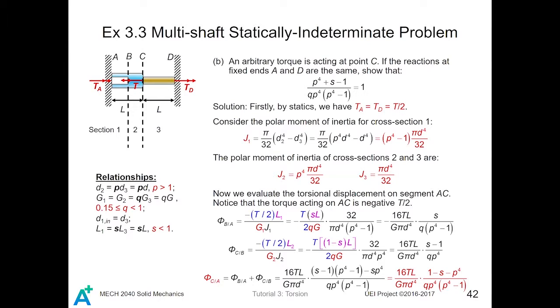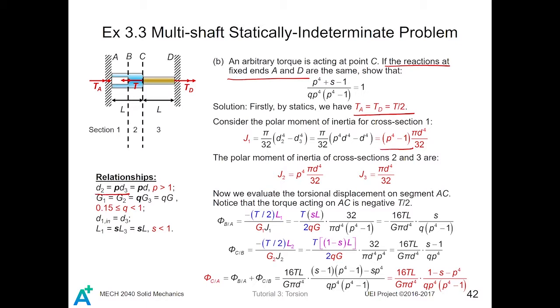Next, let's talk about this very algebraic problem. It involves a lot of dimensionless quantities. It is given that the reactions at fixed ends A and D are the same, which means TA equals TD equals 1/2 of the applied torque, which is T divided by 2. Consider the polar moment of inertia of both cross-sections and try to express it in terms of those dimensionless quantities.